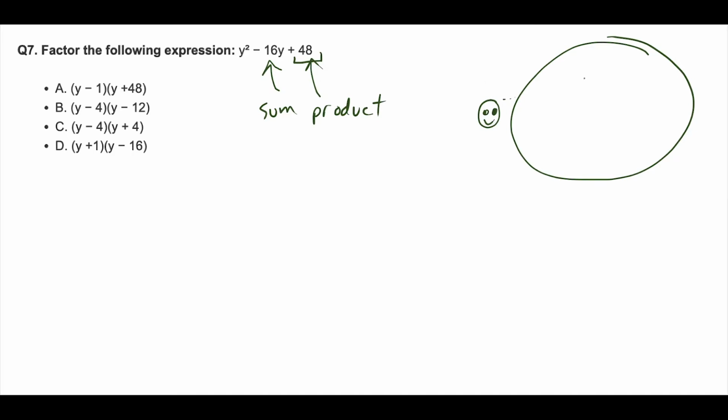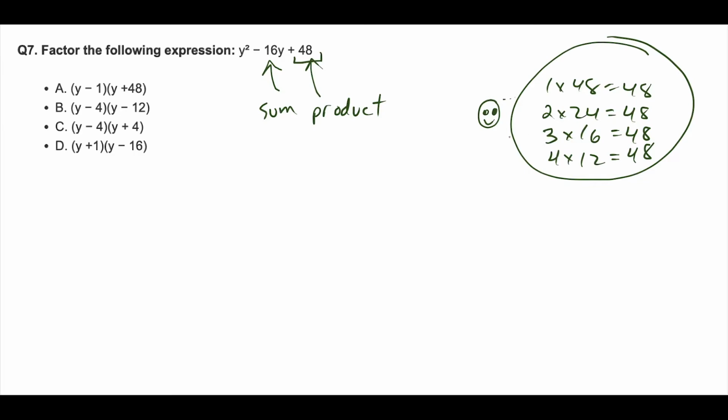So if I wrote this list out positive, you'll see what I mean. I have 1 times 48 equals 48. Then I have 2 times 24. Then we have something like 3 times 16. And we have 4 times 12. And, you know, this list will go on. Next, we would have, let's say, 6 times 8 would be another pair.